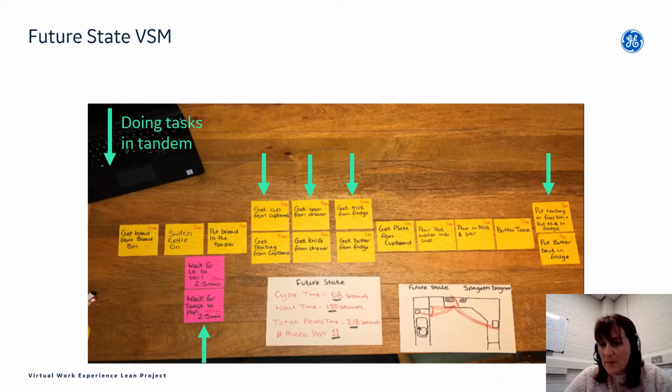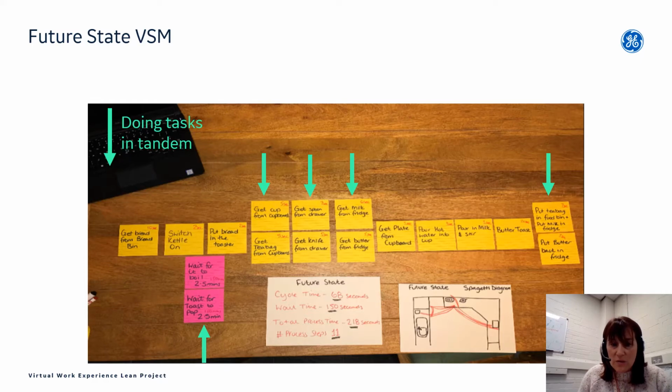So this is my example of where I have really looked at my project, making the toast, making tea, and how could I really condense that and improve it and remove waste. As you can see very quickly, I'm now doing some tasks in tandem at the same time. So I'll talk you through each step. From getting the bread, I'm now switching on the kettle and putting my bread in the toaster at the same time. So the kettle and the toaster are both working.